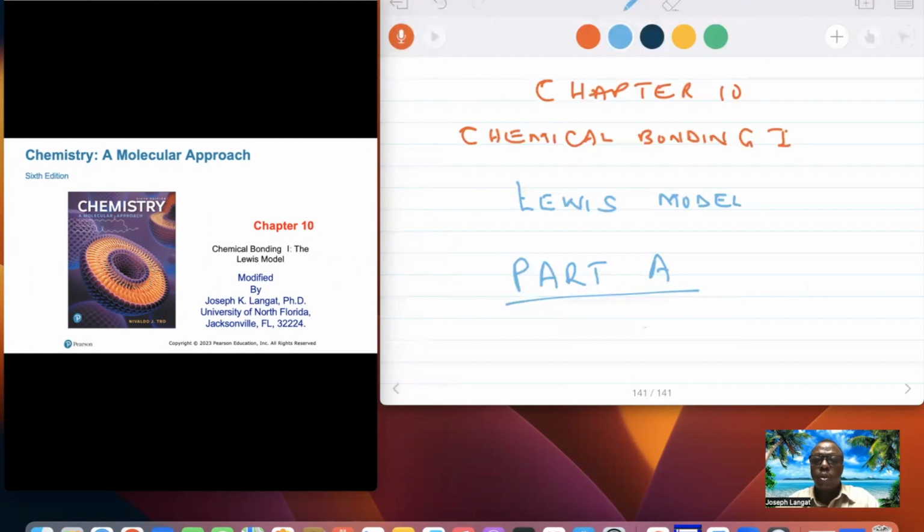Welcome to chapter 10 of virtual lecture. Chapter 10 is on chemical bonding 1, the Lewis model. In chapter 11, we will look at two other models of chemical bonding, that is valence bond theory and molecular orbital theory. As usual, the chapter is split into three sections. There is part A, part B, and part C. Make sure you watch all the lecture recording.